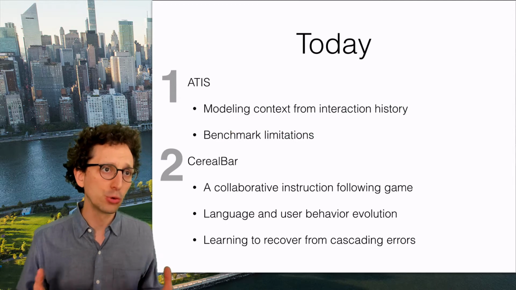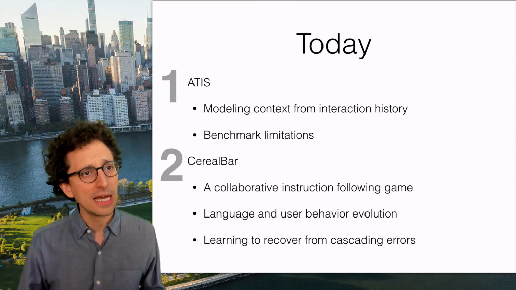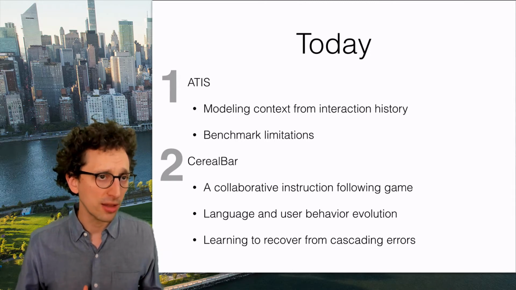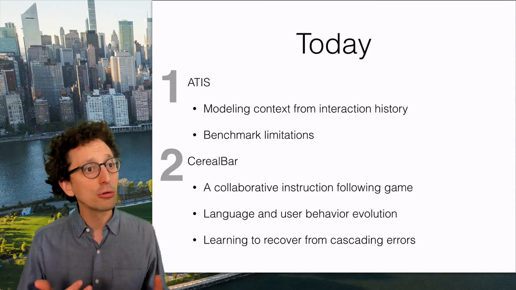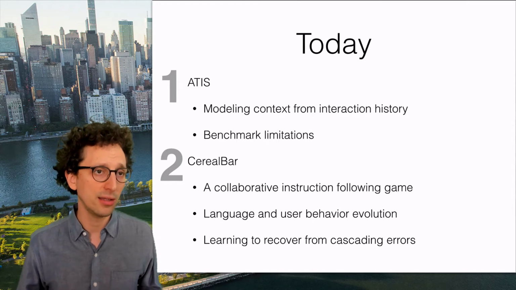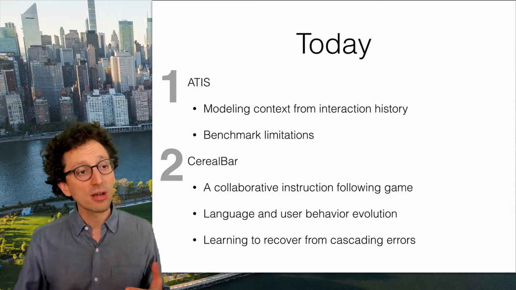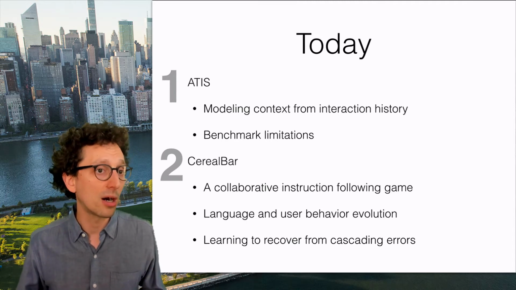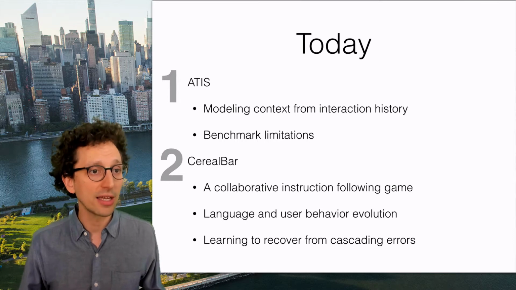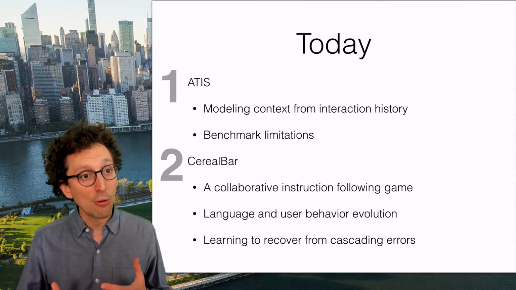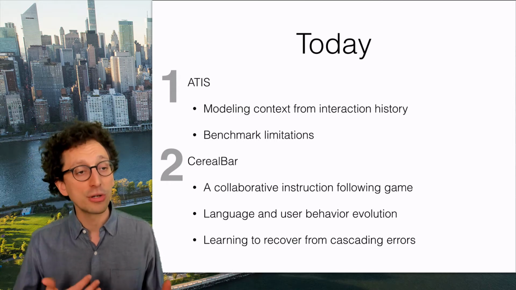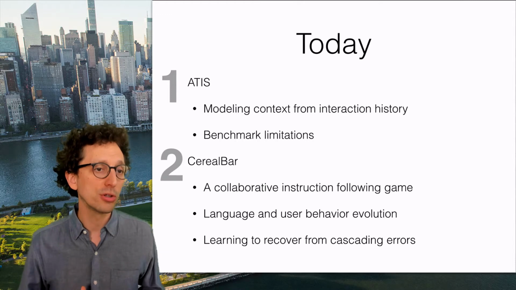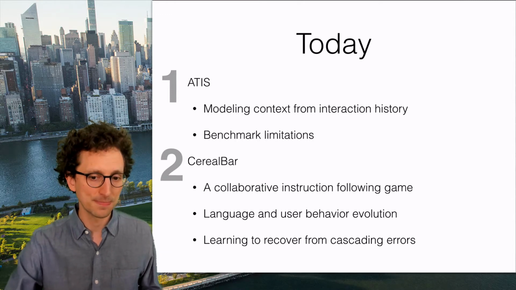The talk will be divided into two parts. In the first part, I'll talk about our work on the ATIS dataset. I'll focus on modeling context from interaction history, and I'll conclude with discussing some of the limitations of the ATIS benchmarks. These limitations motivate the benchmark I'll discuss in the second part. This is CerealBar, which is a collaborative instruction following game. I'll focus there on how language changes over time as users interact with the system, and how we can do learning to recover from cascading errors.